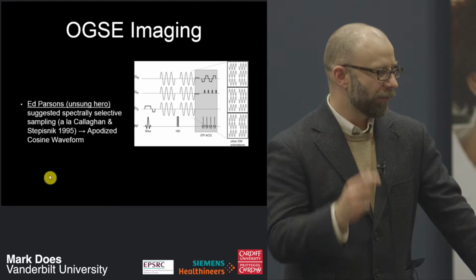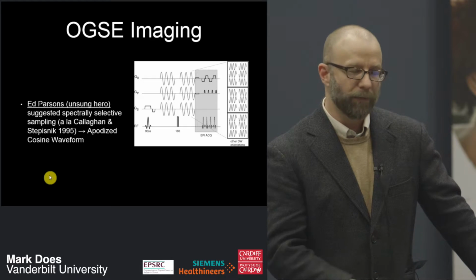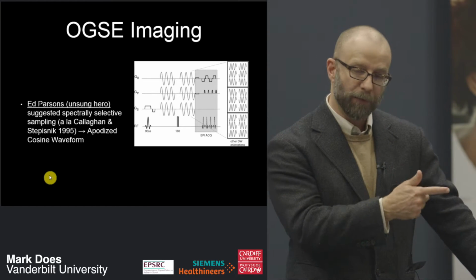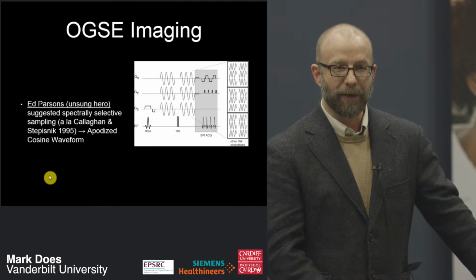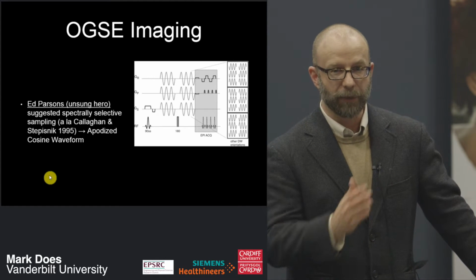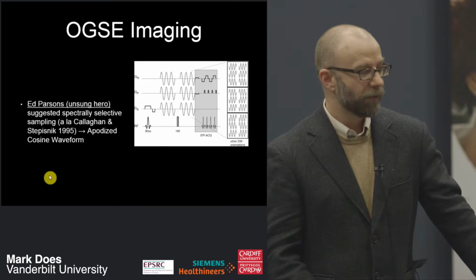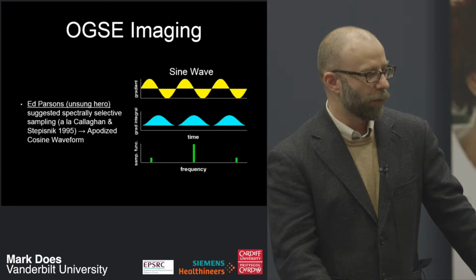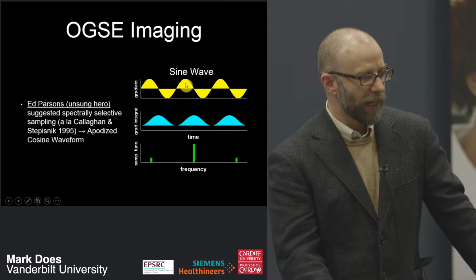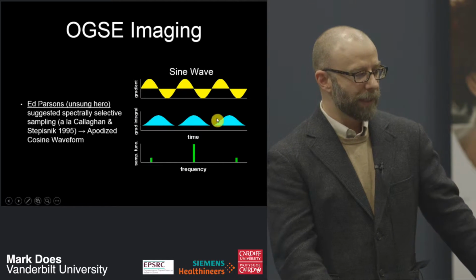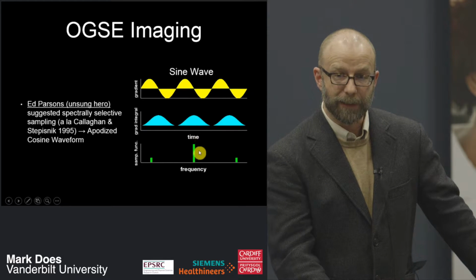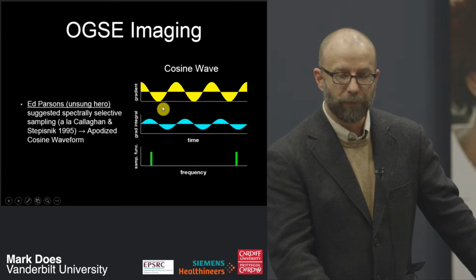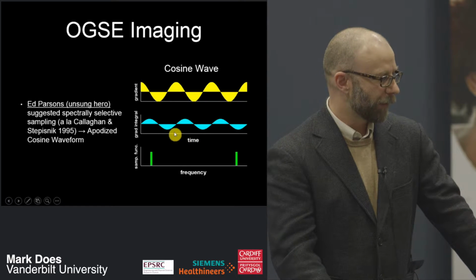Ed Parsons, I want to give a shout out to him. He's kind of the unsung hero of this study because it was he who suggested to me that, hey, we should look at this paper from Callaghan and Stepisnik in '95 and we should do something like that to try to do this selective sampling of the diffusion spectrum. So thus the apodized cosine waveform was born. Just to remind you, if you do a sine waveform, then its time integral has this DC offset, so you're sampling the center of the diffusion spectrum. But by just shifting it to a cosine waveform, you get rid of that. So that's what we did.